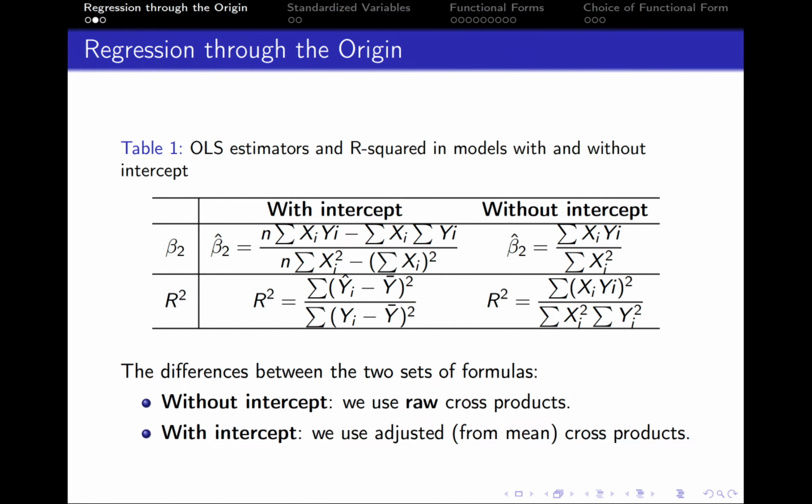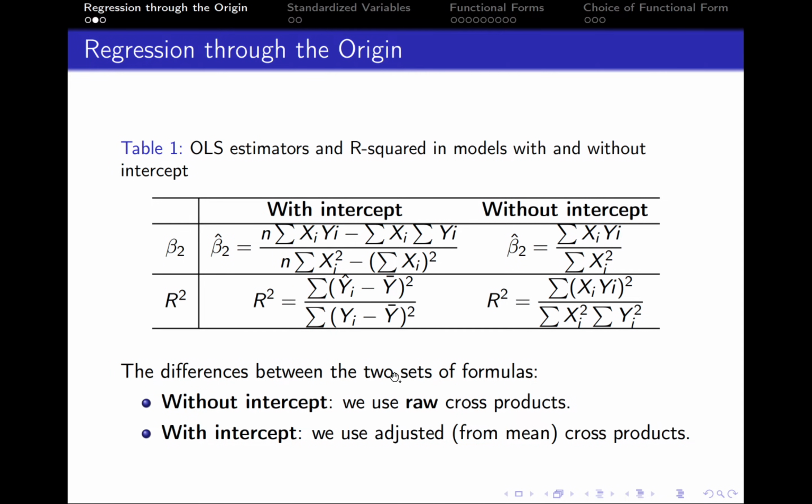Now let's see how this regression is different from the regression with an intercept. So if you look into this table, into the second line, you will see that the formula for beta 2 is very much different, right? First of all, it is much shorter. The same for the coefficient of determination or goodness of fit. If you compare these two equations, I would say that the one without an intercept is again simpler.